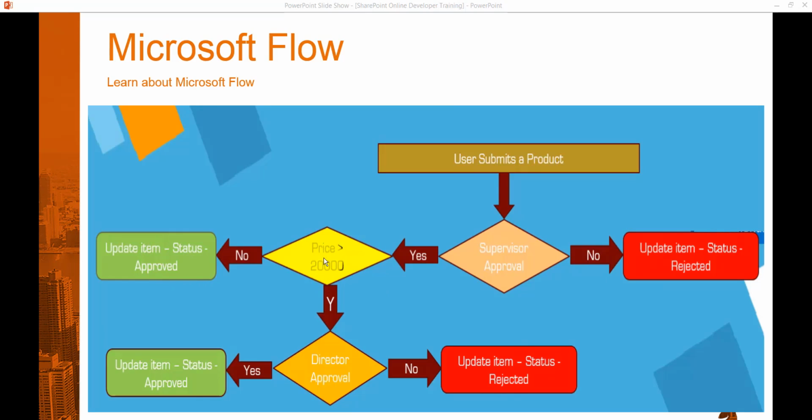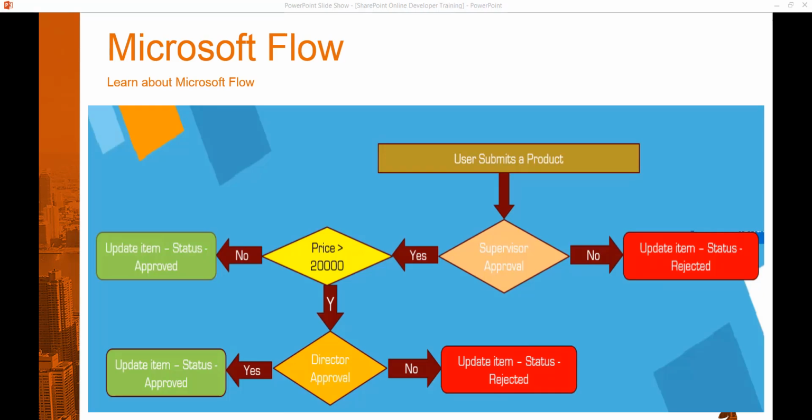But by any chance, if the price is greater than that, then another level of approval is required. It is the approval from the director. Finally, if the director approves, then the status will be approved, and if it is rejected, then the item will be rejected. So basically, we are taking two approvals. One approval will run for sure for every item or every product, which is the supervisor approval. The other, director approval, will only run if the product price is greater than 20,000 or some price.